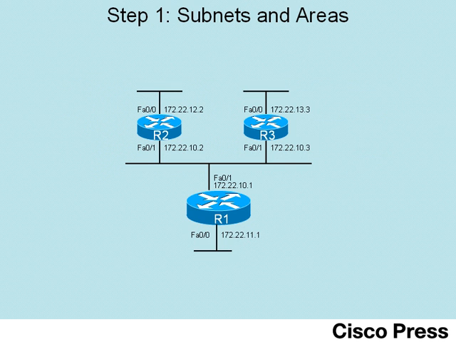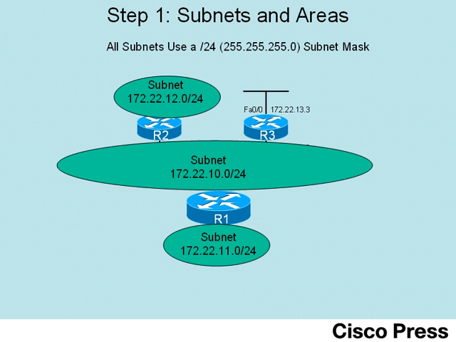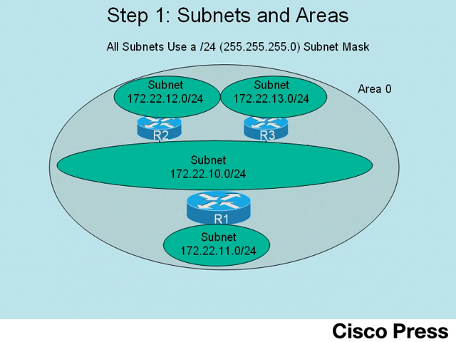Next, take a look at the already configured and working topology used in step 1 of this lab. R1, R2, and R3 have the IP addresses shown there. Now in each case, we'll use a 255.255.255.0 subnet mask, so we'll end up with 4 subnets with a nice easy mask so we can stay focused on OSPF. For instance, in the subnet that all 3 routers are connected to, we have subnet 172.22.10. Off R1 we have subnet 11, off R2 we have subnet 12, and off R3 we have subnet 13. Additionally, note that all of these routers and all the subnets will be in area 0 for this step.